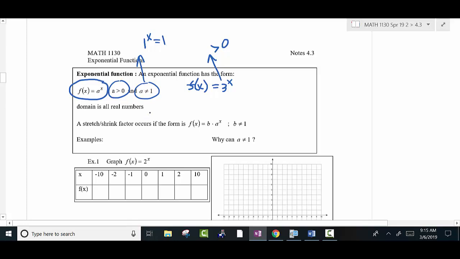So basically, you're going to be looking at positive numbers that are not equal to 1, to the x power. When you're dealing with an exponential function, the domain is always going to be all real numbers.